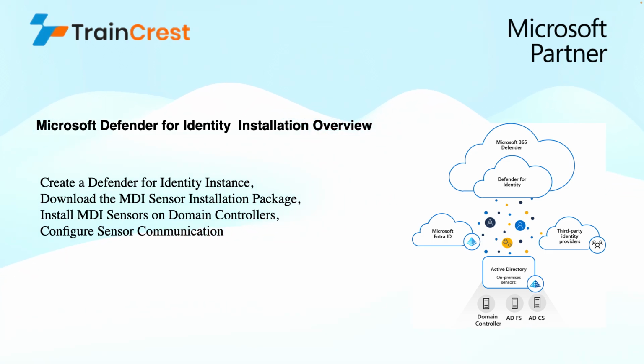Here in this architecture, you will notice that the Defender for Identity sensor is deployed on the domain controllers or ADFS or ADCS, collecting the data from the network and then sending it to the cloud instance of Defender for Identity.